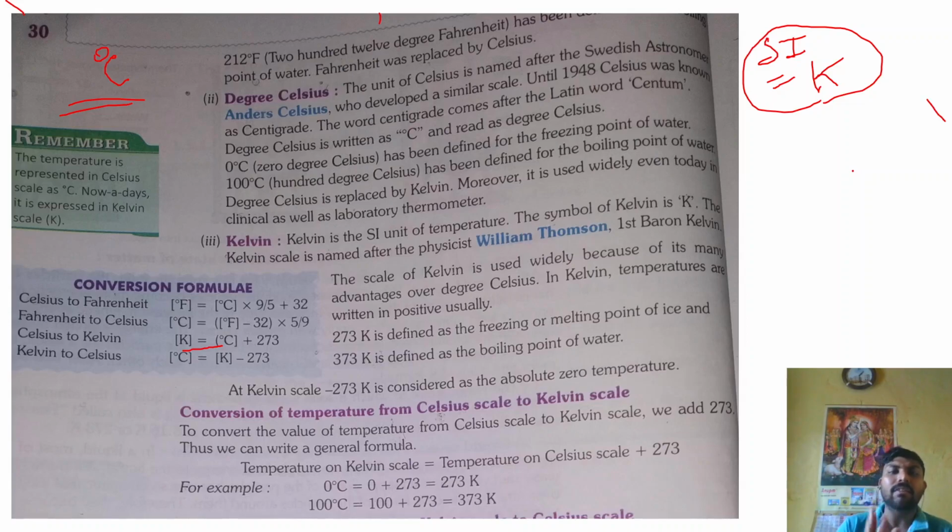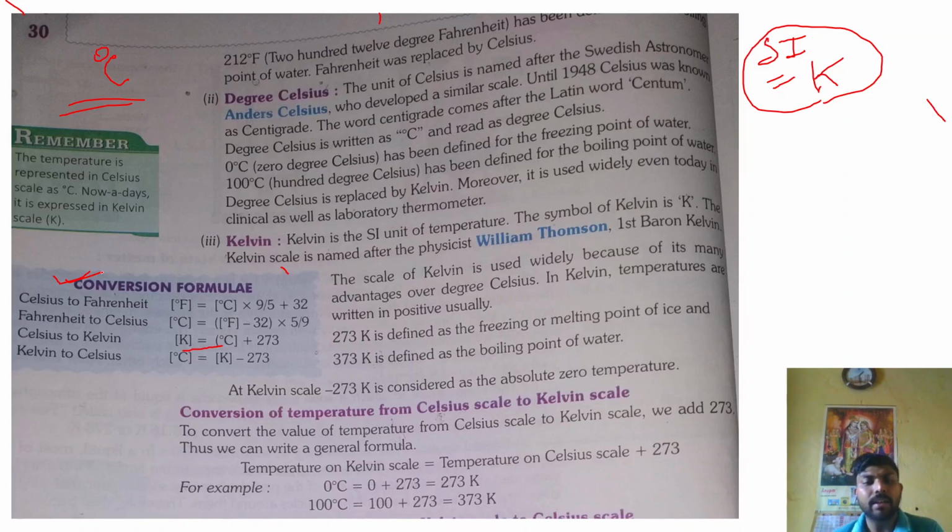And for this conversion, we have to remember certain formulas. Celsius to Fahrenheit: degree Fahrenheit equals degree centigrade times 9 by 5 plus 32. And similarly, Celsius to Kelvin: Kelvin equals degree centigrade plus 273. We have to add 273. Okay, so this is the conversion formula that you have to remember.